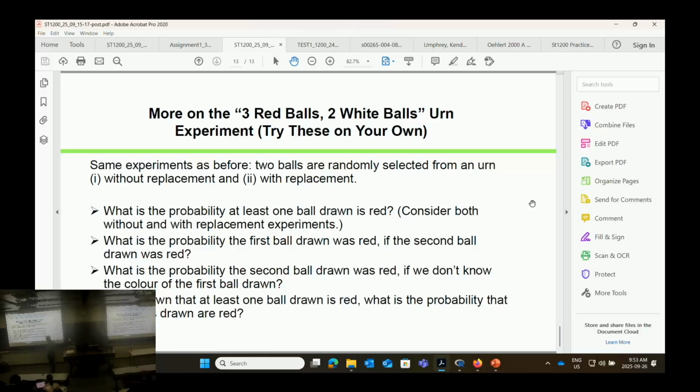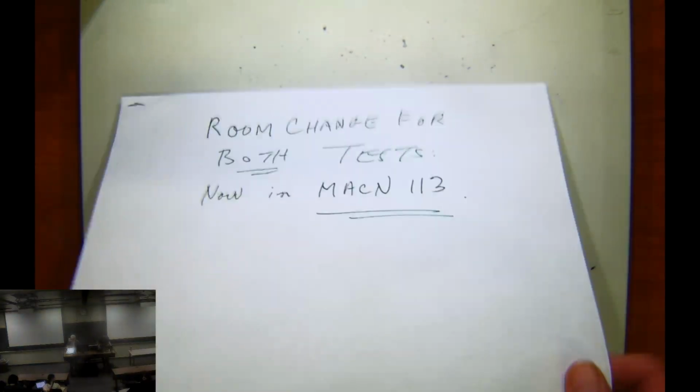Now, this question here, if it is known that at least one ball drawn is red, what is the probability that both balls drawn are red, is a little more complicated. And we can attack that multiple ways, and I want to make sure that everybody is on top of that particular question. And we're going to work that one out right at the moment.